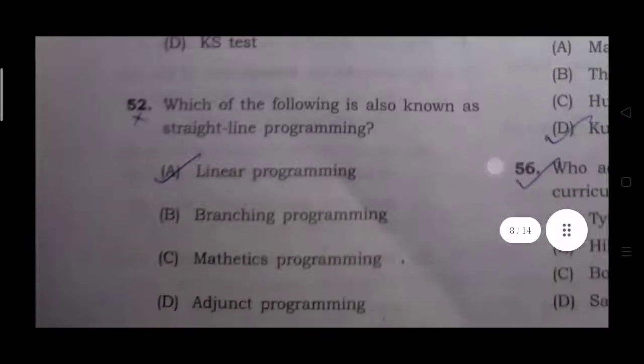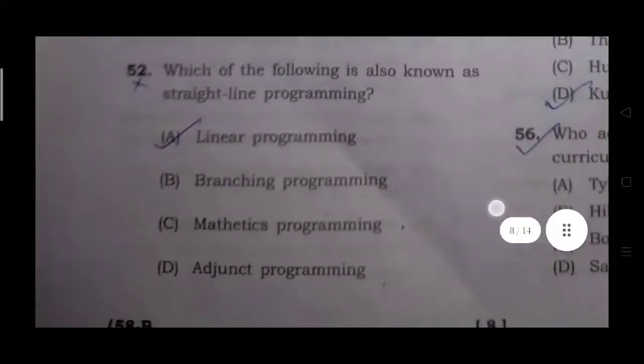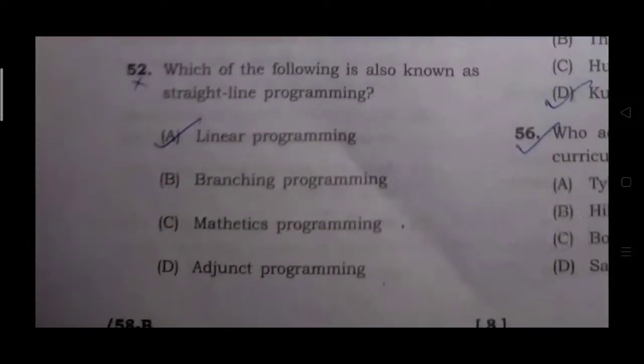Next, 52. Which of the following is also known as straight line programming? What is straight line programming? In straight line programming, information is broken into small steps. So the answer will be option A, linear programming. Linear programming is also known as extrinsic. It is given by B.F. Skinner.